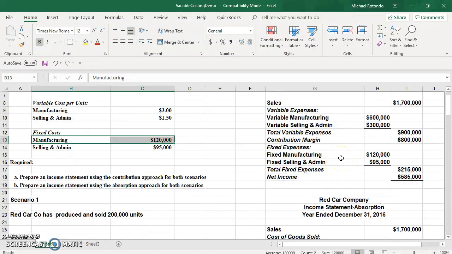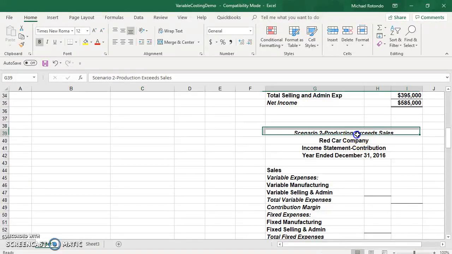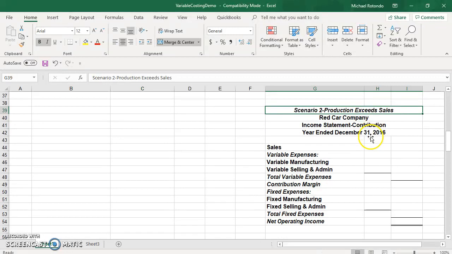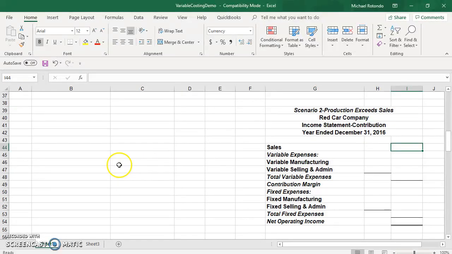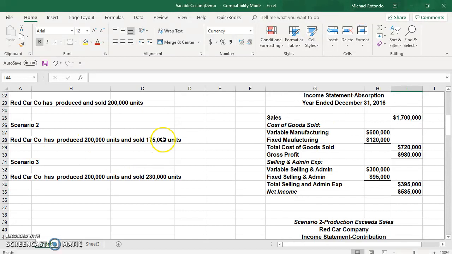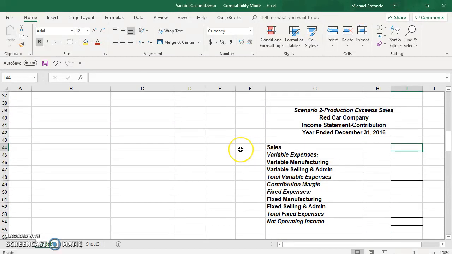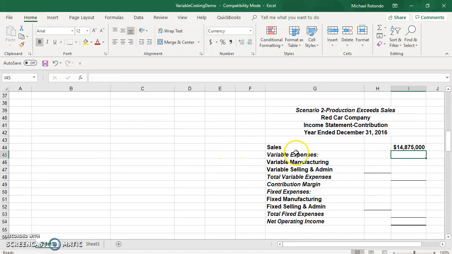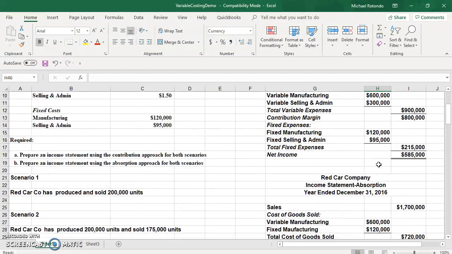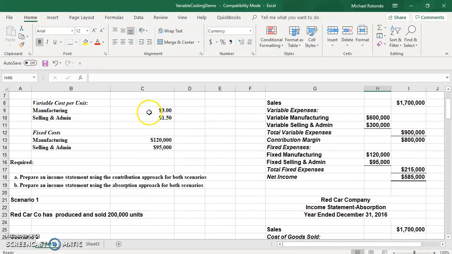So let's go down to our scenario two, production exceeds sales. So our sales in our case here, remember for scenario two, is 175,000 units. So if we sell 175,000 units at $8.50 per unit, we come up with $1,487,500.